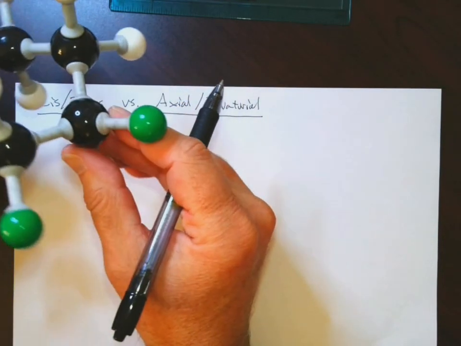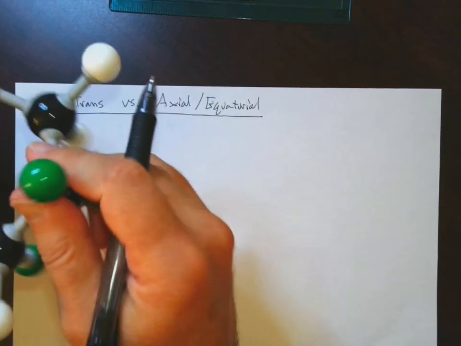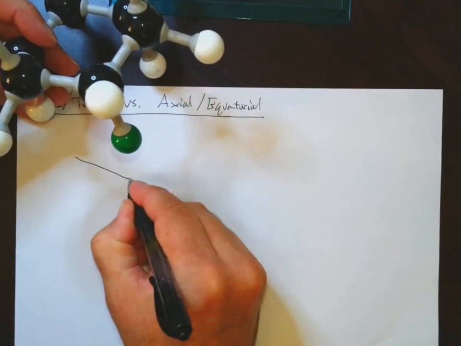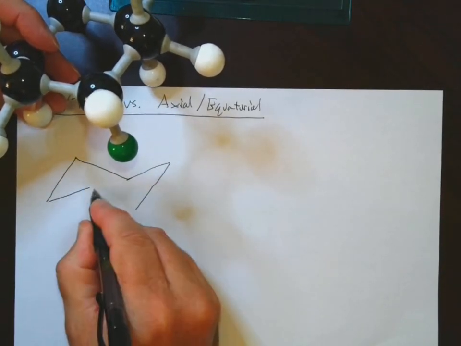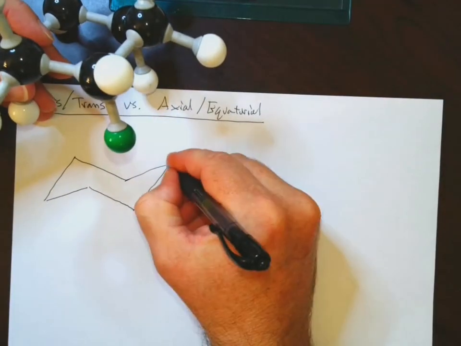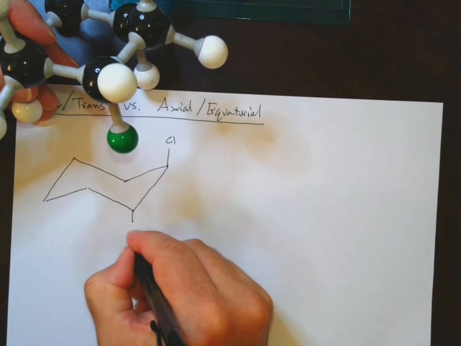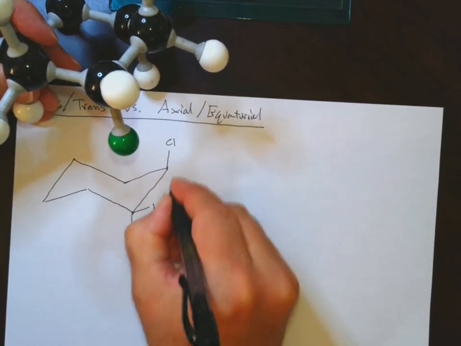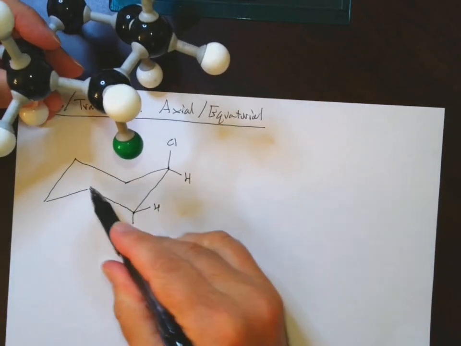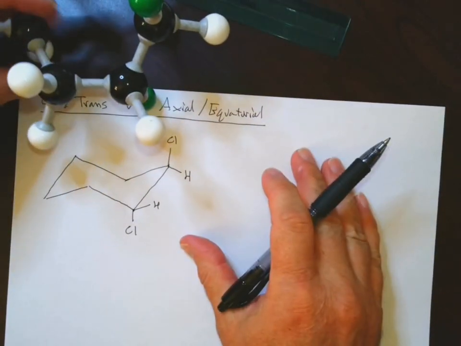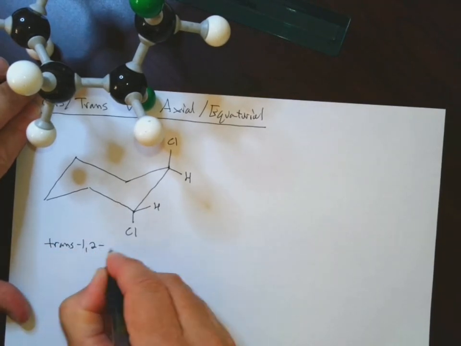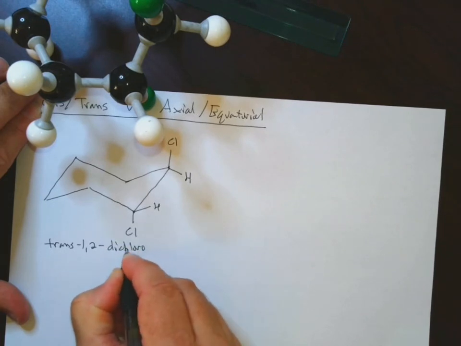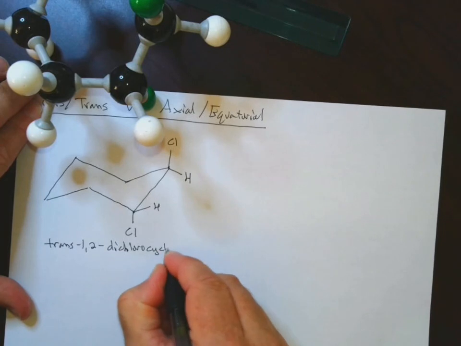So I've got my, hold on, let's start diaxial here. So I'll draw this guy. And so I have a chlorine axial and a chlorine axial, hydrogen equatorial, hydrogen equatorial. I'm not going to draw in the other ones right now. So this is trans 1,2-dichlorocyclohexane.